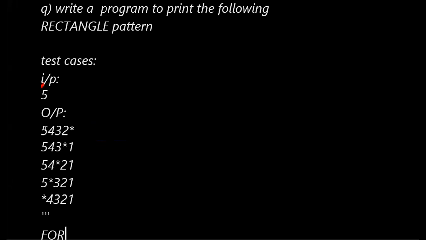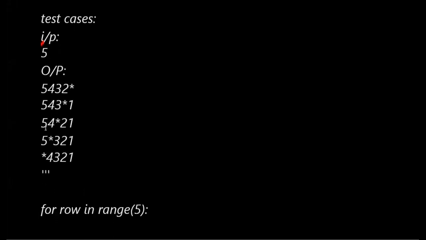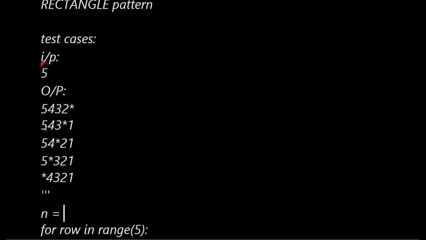So to print 5 rows, I need to use a for loop. So for each row in range of 5, because 5 is my n value, so I need to iterate over 5 times to print 5 values. Let me say my n value as 5 only.